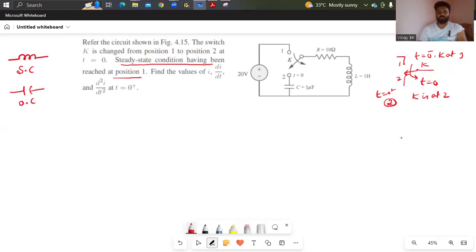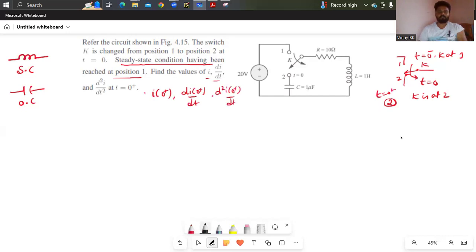So now, without wasting time, again we need to find i, di by dt, d square i by dt square at t equals to 0 plus. That is nothing but you need to find i of 0 plus, di of 0 plus divided by dt, again d square i of 0 plus divided by dt square.